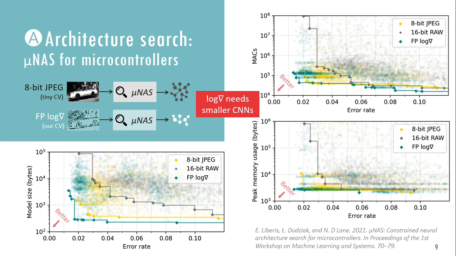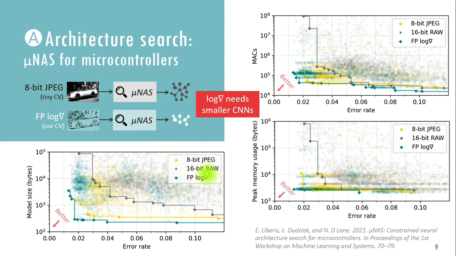Now let's dive into the experiments. The first experiment we did is an architecture search. We use an algorithm that's specially designed for microcontrollers. It sets bounds on 3 key resources: max, model size, and peak memory usage. On this slide, we compare 3 key image types we fed into the MCUNets.